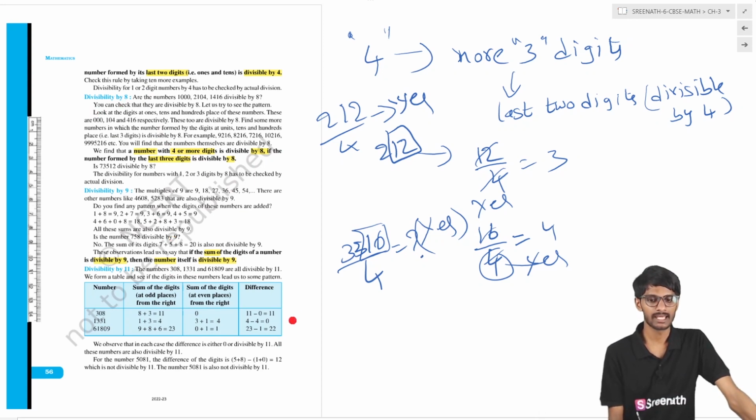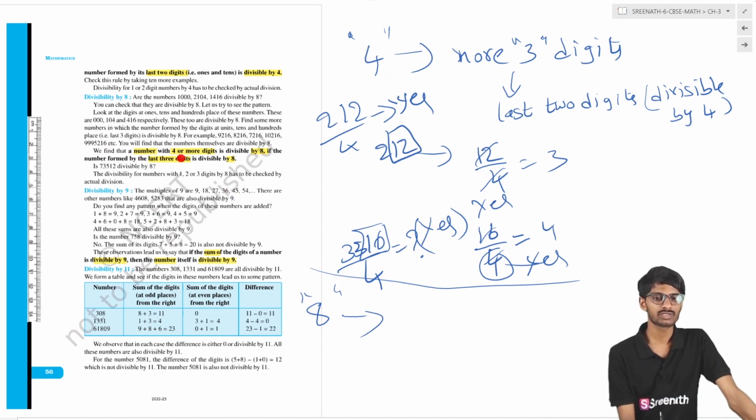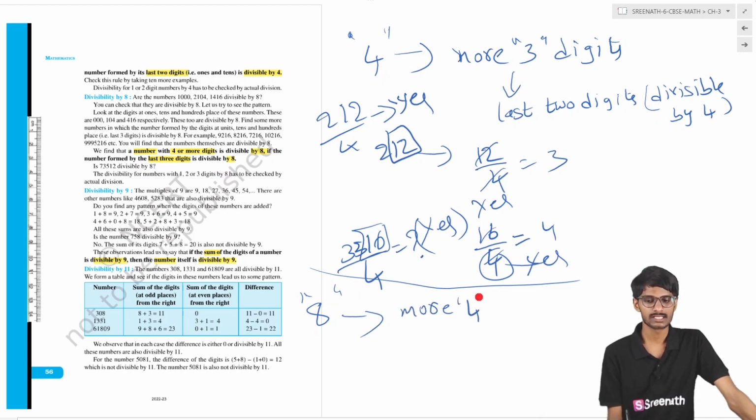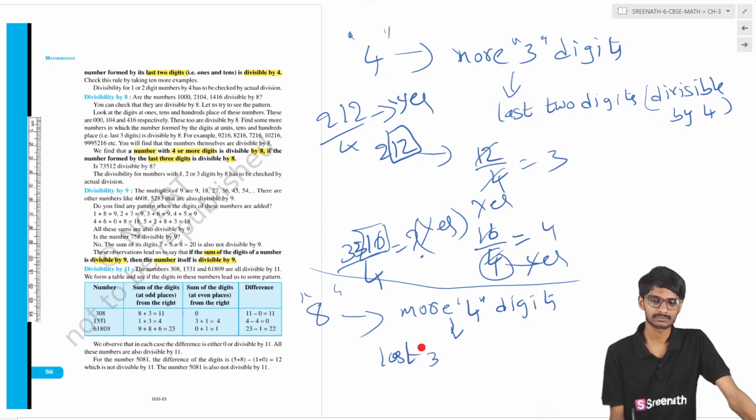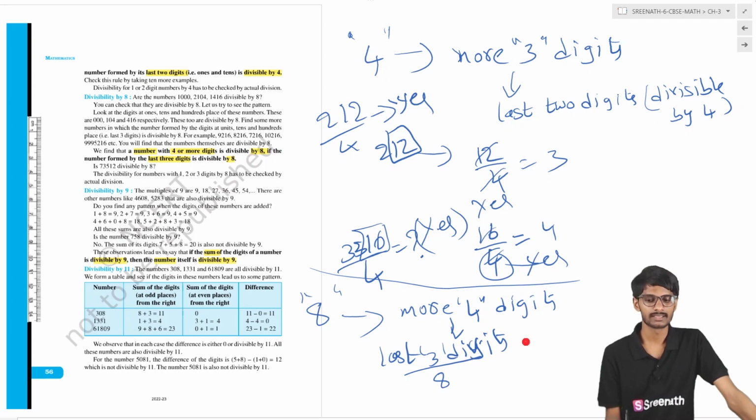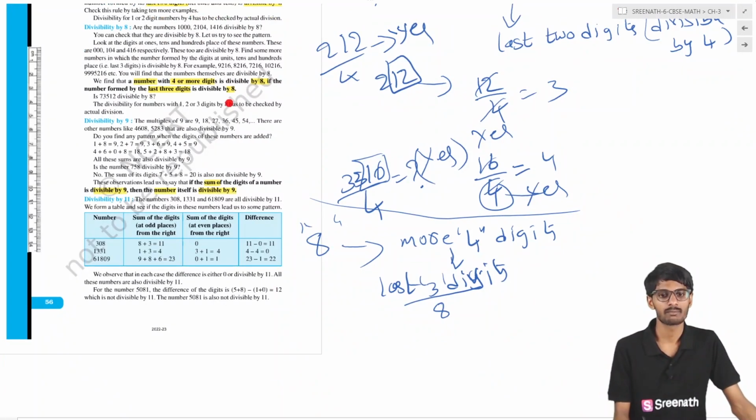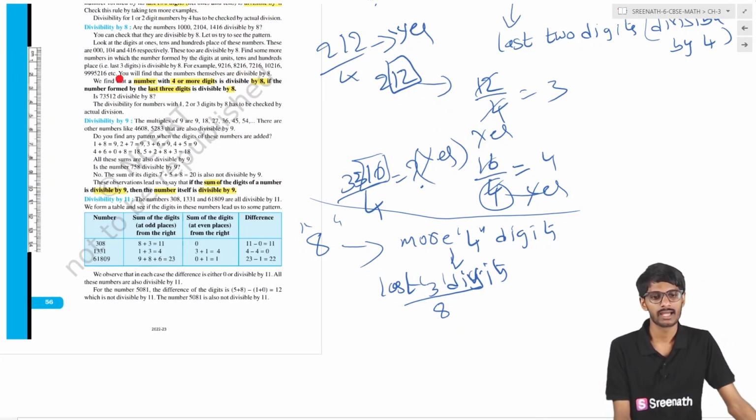Next, divisibility by 8. A number with 4 or more digits is divisible by 8 if the number formed by the last 3 digits is divisible by 8. If it has more than 4 digits, then the last 3 digits must be divisible by 8. I will give you some examples. For example, 9216, 32816, etc. You will find that those numbers themselves are divisible by 8.